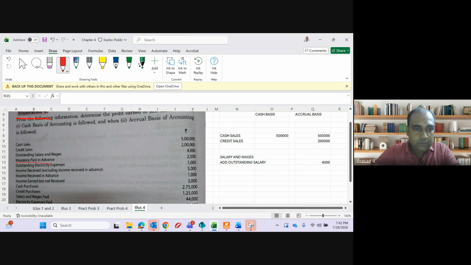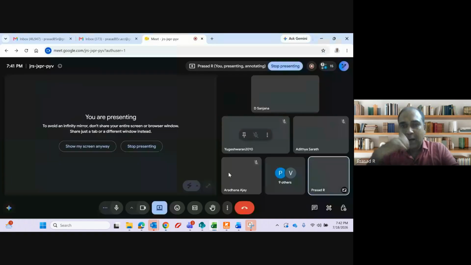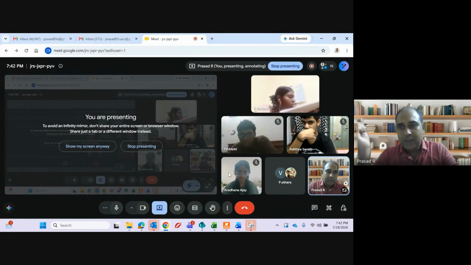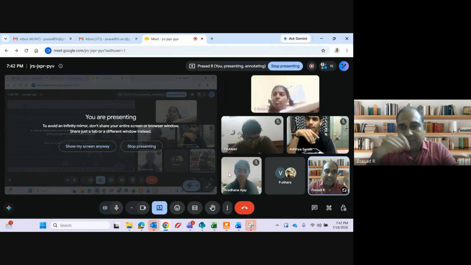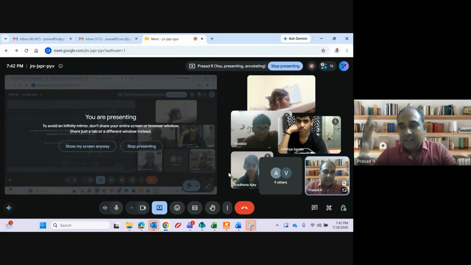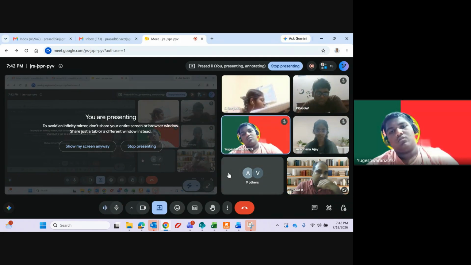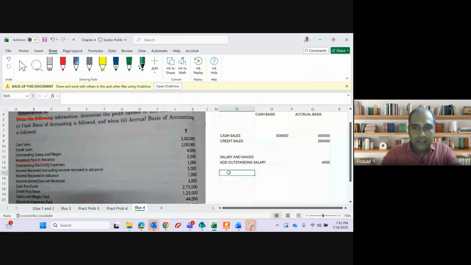Next is insurance paid in advance. Whenever we get outstanding or paid in advance, we have to first go to the main expenses. Main expenses will be insurance. Advance or outstanding is only an additional transaction for that original expense. Okay, insurance expenses.